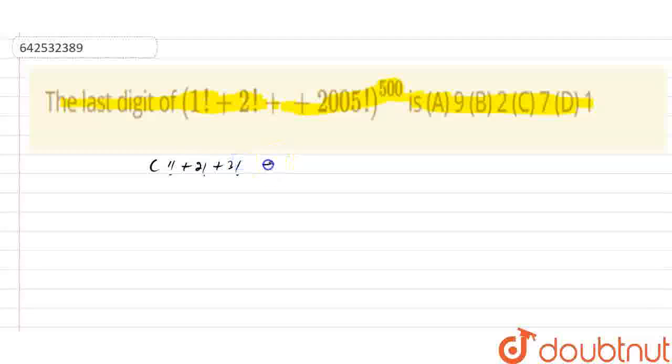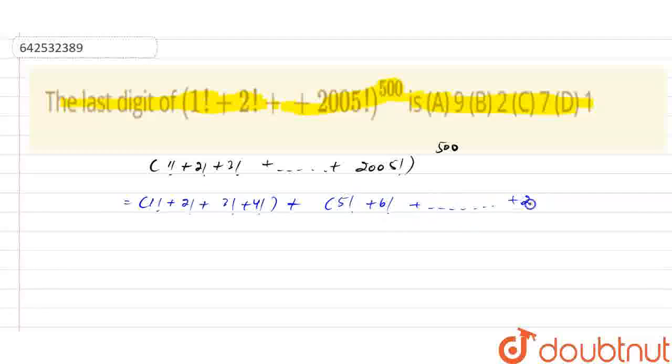plus 3 factorial, and so on, finally up to 2005 factorial, whole raised to power 500. Now we can also write it as 1 factorial plus 2 factorial plus 3 factorial plus 4 factorial, and plus 5 factorial plus 6 factorial, and so on up to 2005 factorial. There is an important point: we have to separately write 1 factorial to 4 factorial in separate brackets.